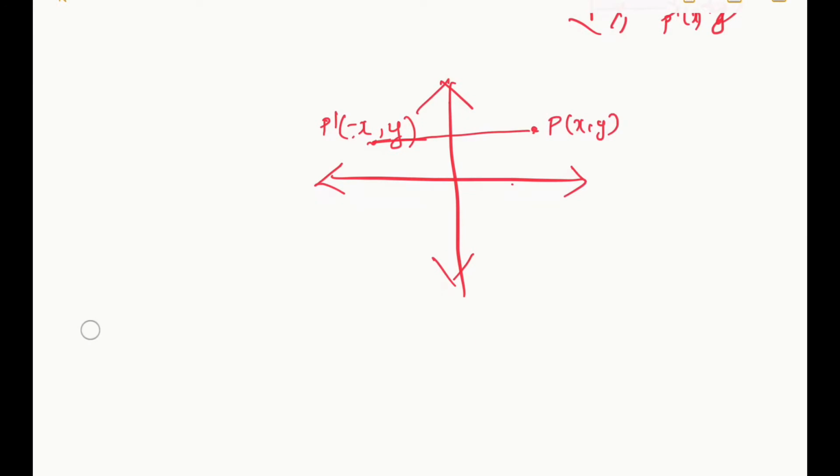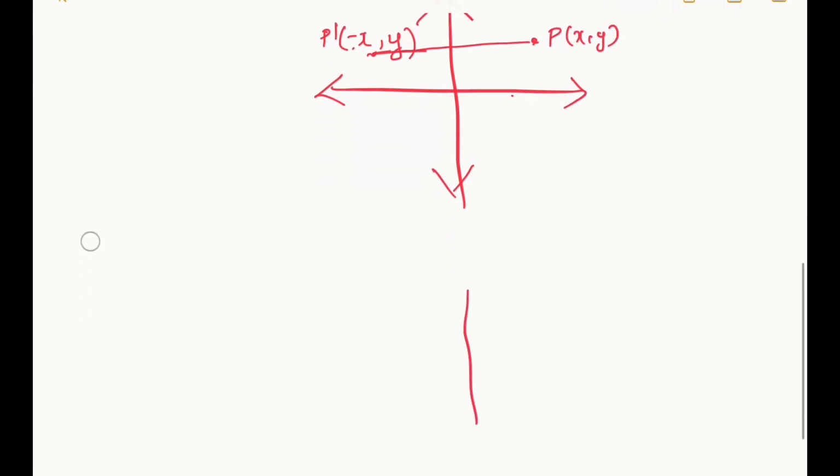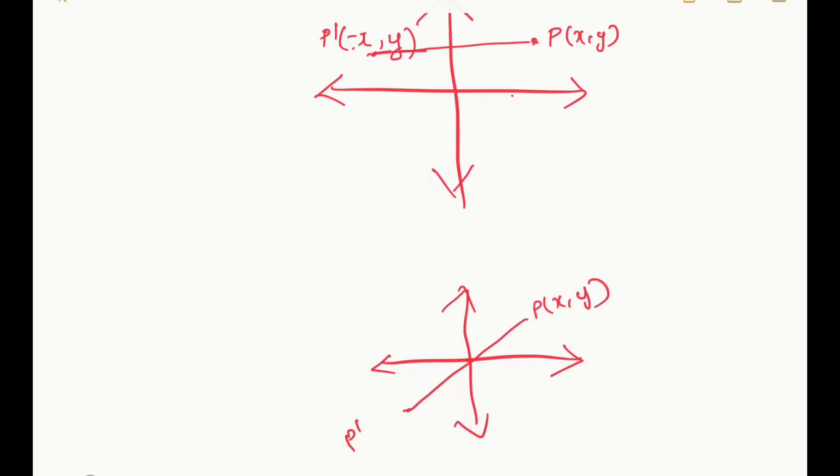Okay. Now, we have one more thing, that is reflection in the origin. The third thing is reflection in the origin. Reflection in the origin means if your P(x, y) is here, this is the origin, right? So, reflection is here. What will happen to your P dash?